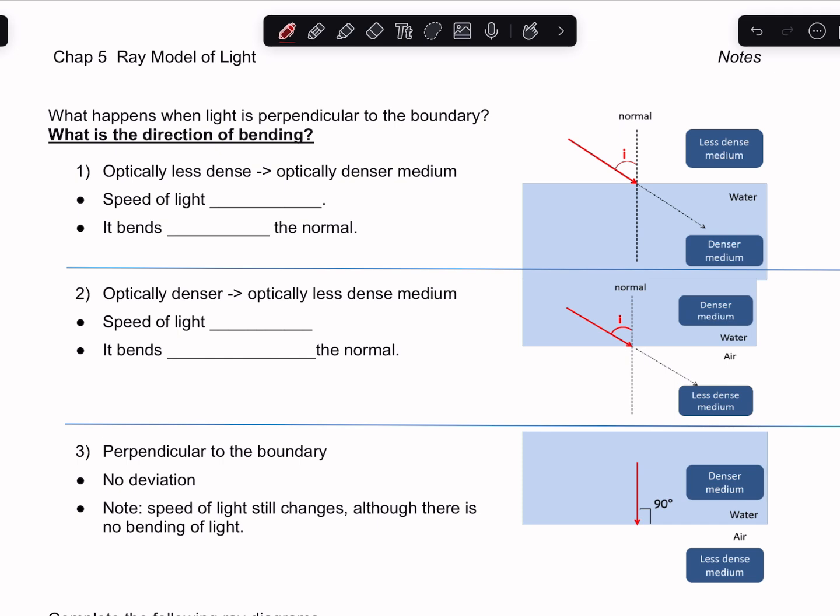So based on what we saw in the simulation just now, let's try answering the questions here. Over here, we have something that's going from air to water, something from less dense to denser. So less dense to denser, speed of light decreases and will bend towards the normal. So complete the light ray diagram by drawing a line that is bending towards the normal. So this is R.